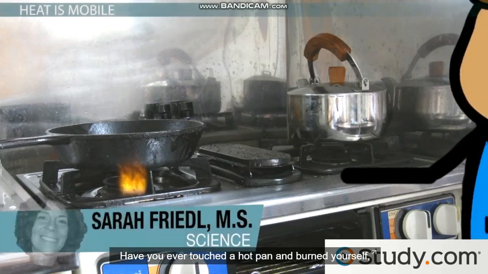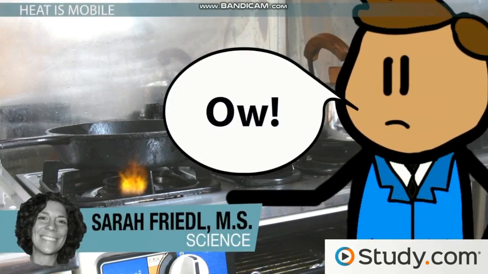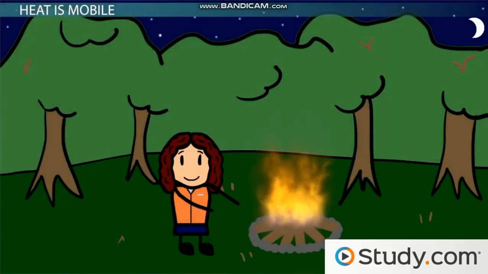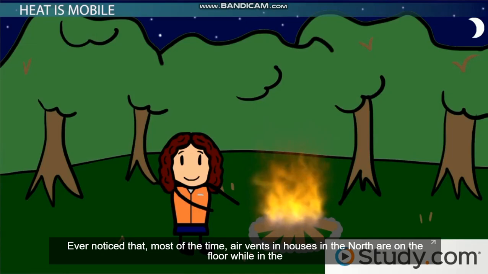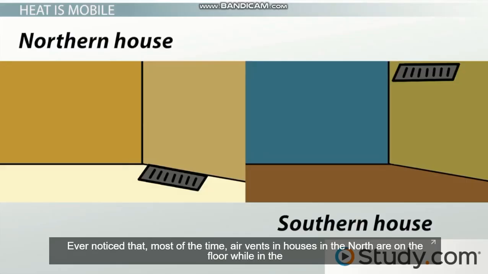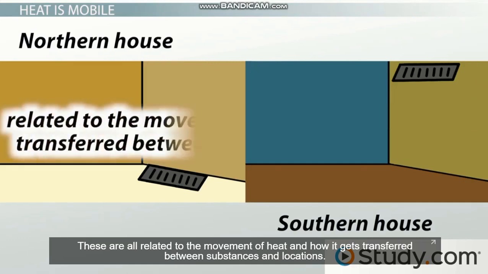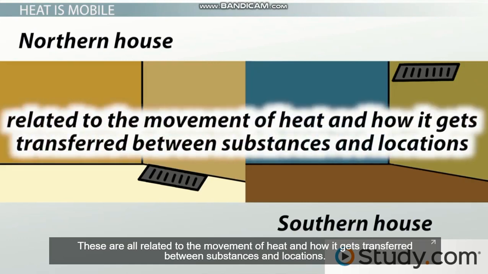Have you ever touched a hot pan and burned yourself? How about warmed yourself in front of a nice campfire on a cold night? Ever notice that most of the time air vents in houses in the north are on the floor, while in the south they're on the ceiling? These are all related to the movement of heat and how it gets transferred between substances and locations.